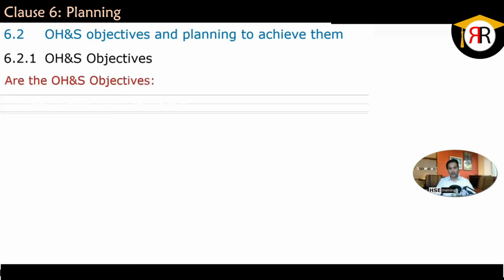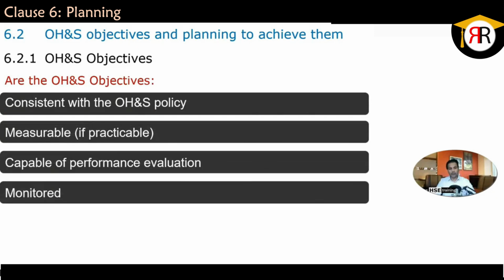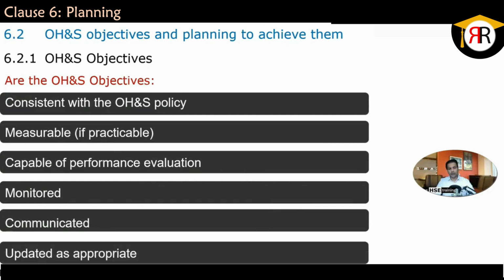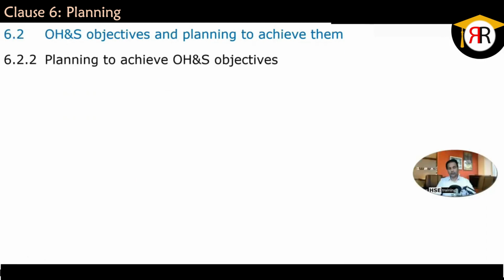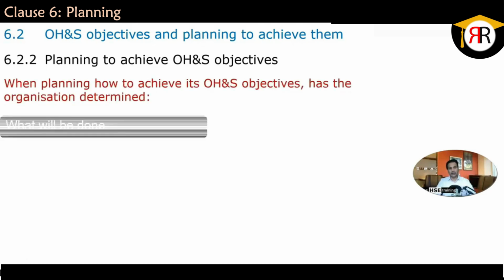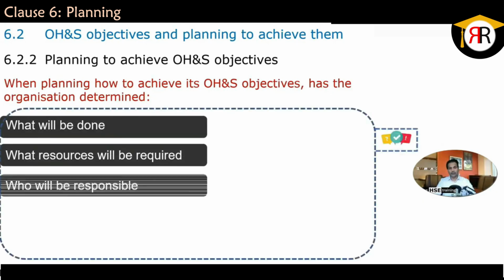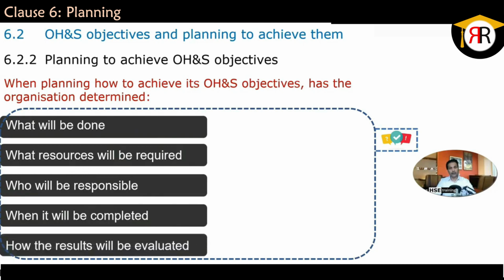Are the objectives consistent with the policy, measurable, capable of performance evaluation, monitored and communicated? Are they also updated as appropriate? Subclause 6.2.2 is about planning to achieve the objectives. And when planning how to achieve the objectives, has the organisation determined what will be done? What are the resources required? Who will be responsible? When will it be completed? And how the results will be evaluated?